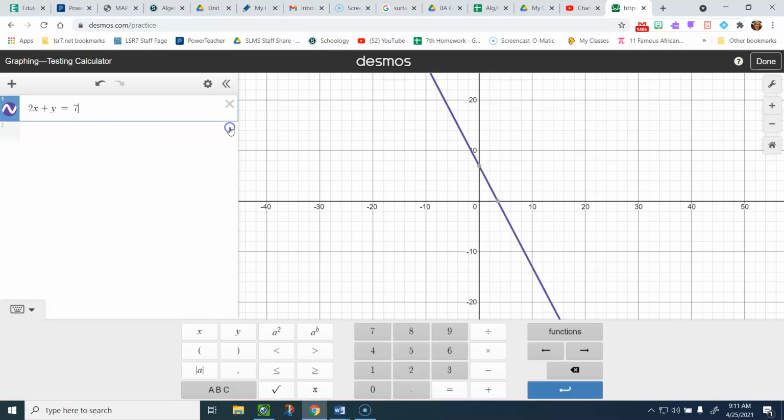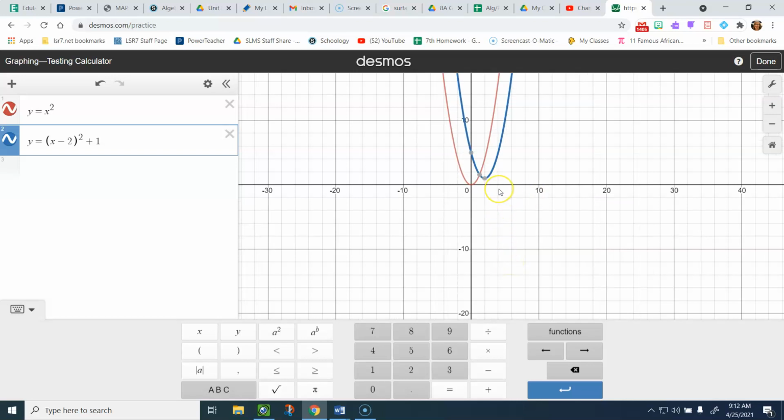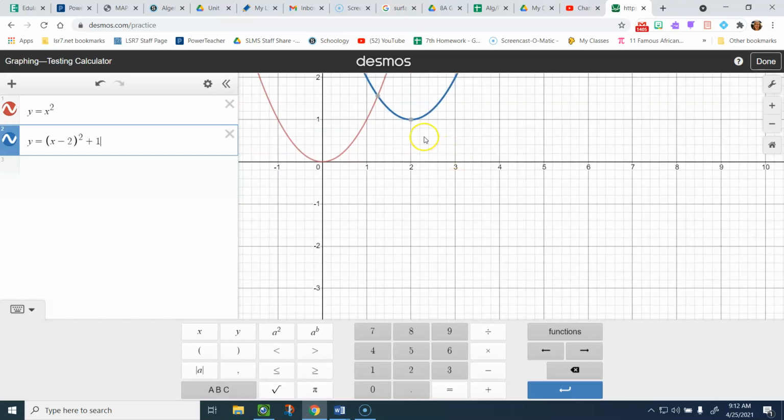So going back to translations, if I wanted to do y equals x squared, do a second function, y equals parentheses x minus 2 parentheses quantity squared plus 1. And see how that changes it. Now my graph, look how big my grids are right now. So if I want to see up where that actual vertex is, I might want to zoom in to see where the vertex is to see how much it changed.